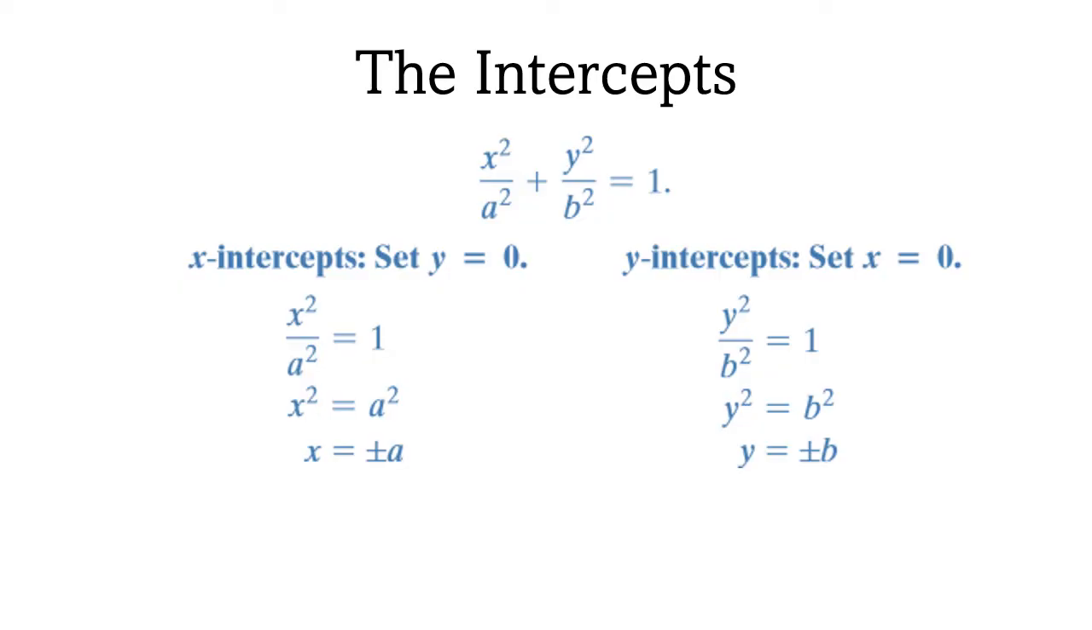Now the intercepts. Anytime I need the x-intercept, I need to set y equal to 0 and solve for x, and anytime I need the y-intercept, I need to set x equal to 0 and solve for y. So the x-intercepts are plus or minus a, and the y-intercepts are plus or minus b.